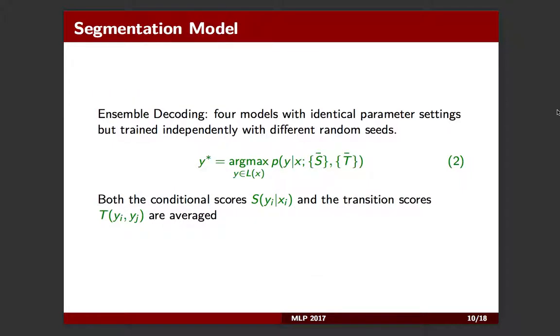So for ensemble decoding, basically we train 4 models with identical parameter settings with different random seeds. So at the decoding time, both the conditional scores S and the transition scores T are averaged over those 4 models.